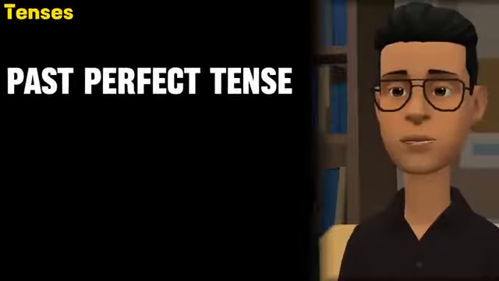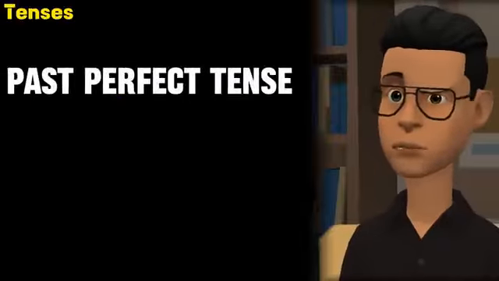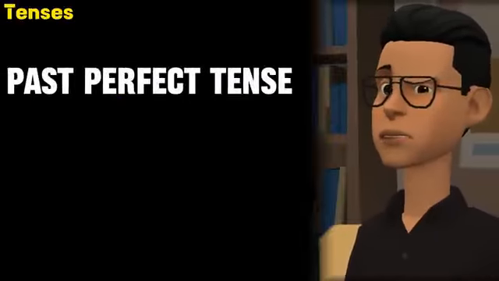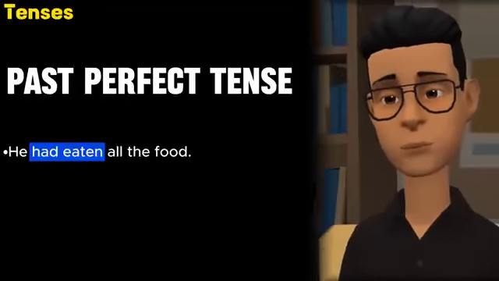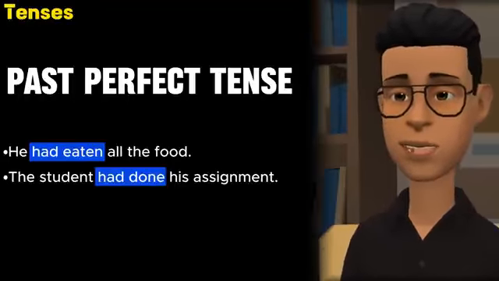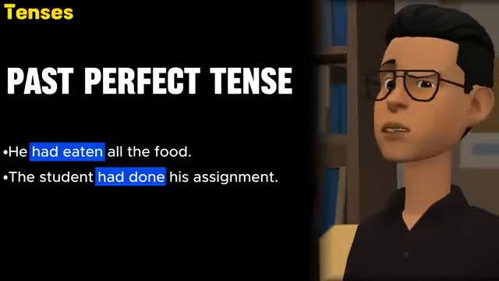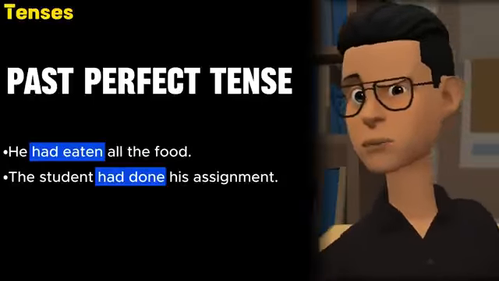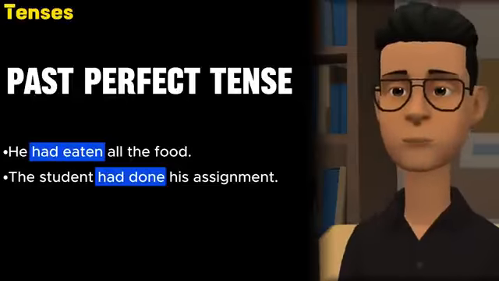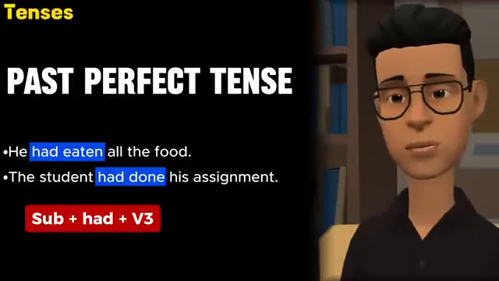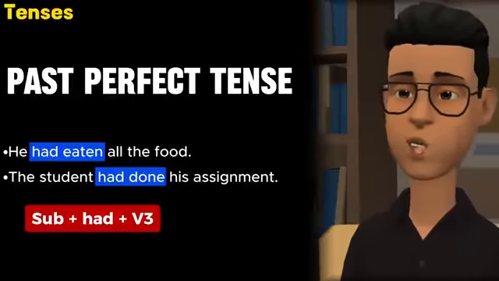Now, past perfect tense. It is used when the action was already completed in the past. For example, he had eaten all the food. The student had done his assignment. You see, here, that after the subject, there's had, and then the third form of verb. So, in past perfect tense, after subject, there's had plus third form of verb.